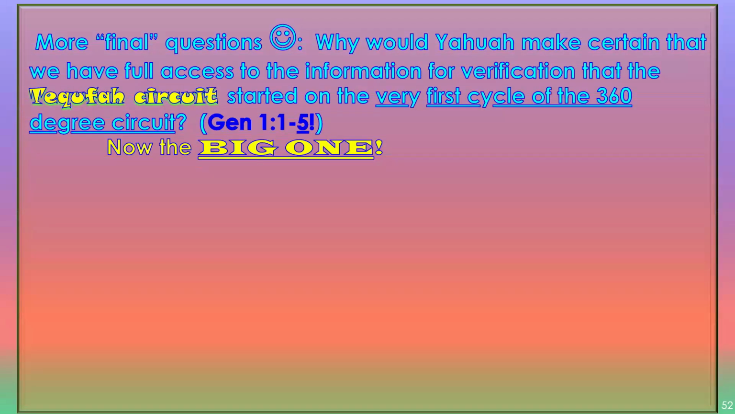More final questions, if you will. Why would Yahuwah make certain that we have full access to the information for verification that the Tekufa circuit started on the very first cycle of the 360-degree circuit? Find that in Genesis 1, verses 1 to 5. Why that information? Now the big one.